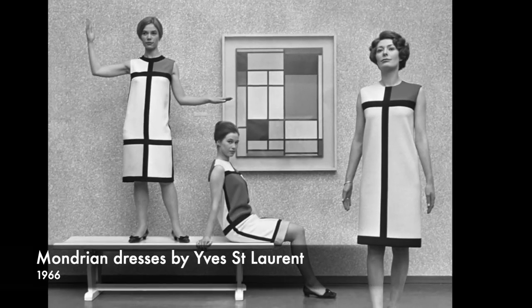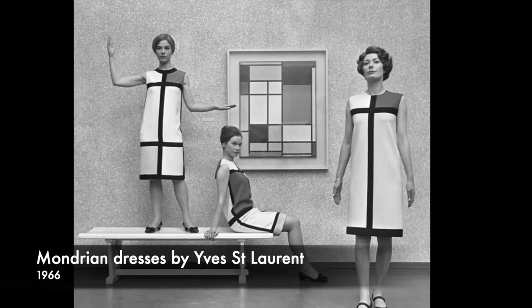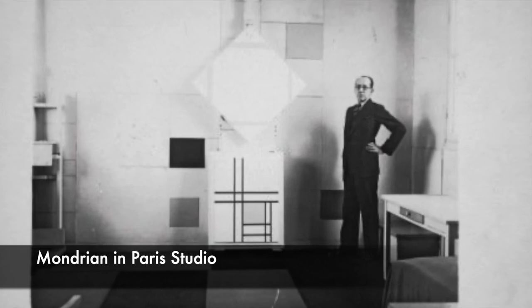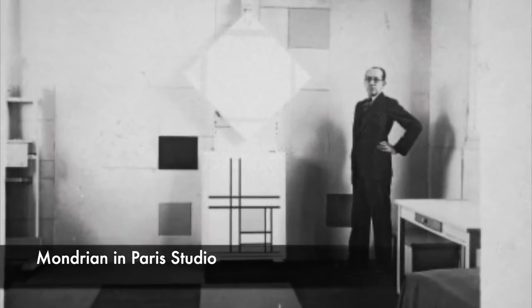Mondrian's abstract style is very important to modern art and influenced society as a whole. He died of pneumonia in Brooklyn, New York in 1944.